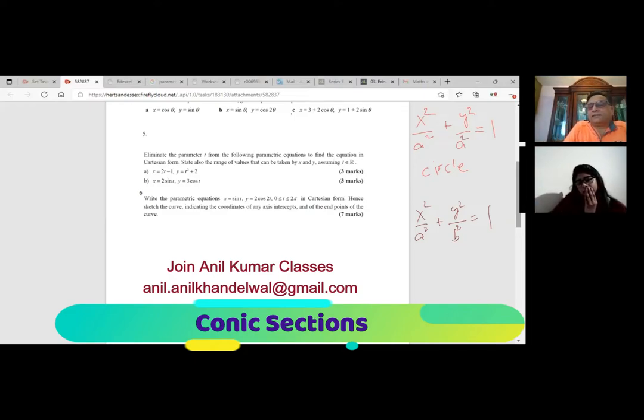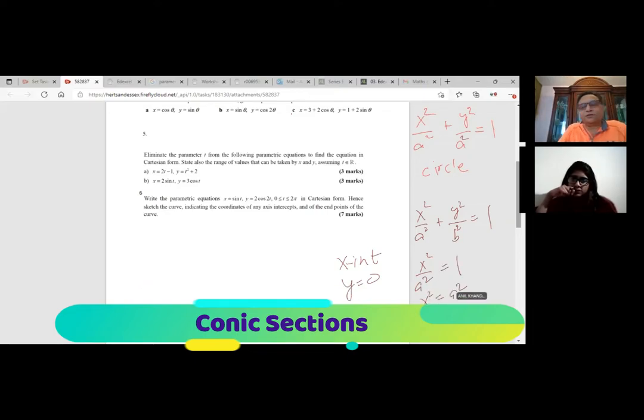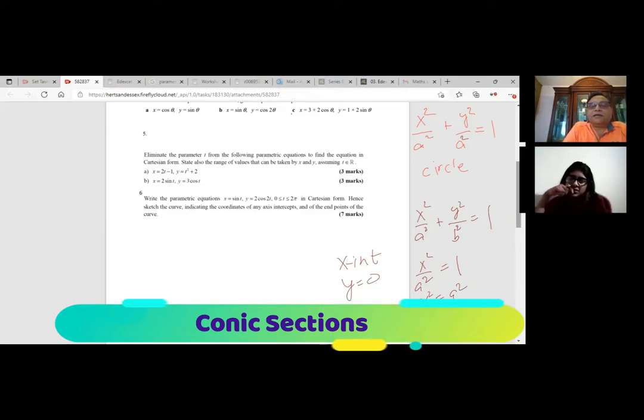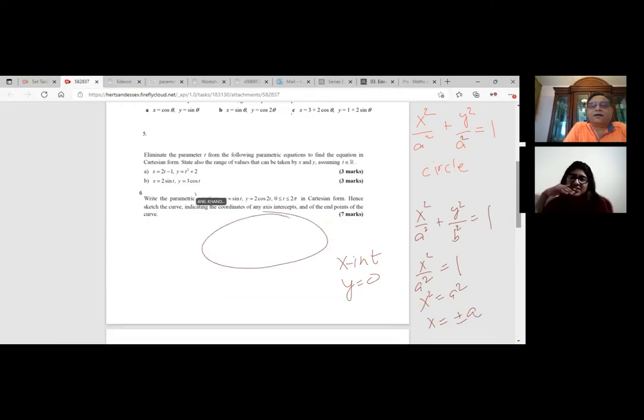So how will you find the x intercept? To find the x intercept, y equals 0. That means x squared over a squared equals 1, or x squared equals a squared. You get the idea, right? So x is equal to plus or minus a. That plus or minus a is your x intercept.